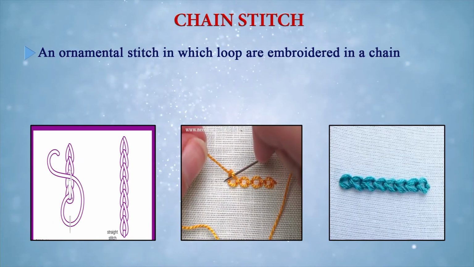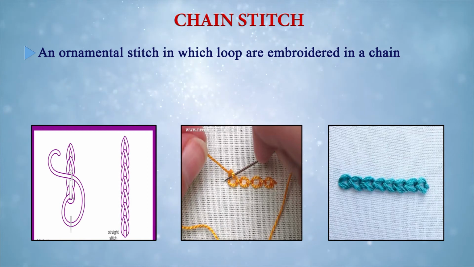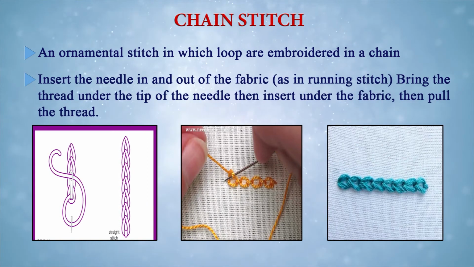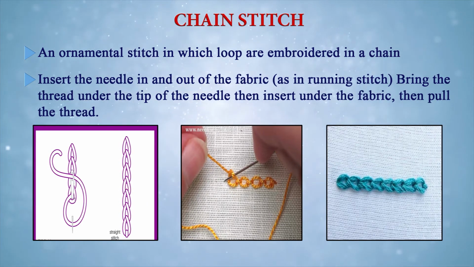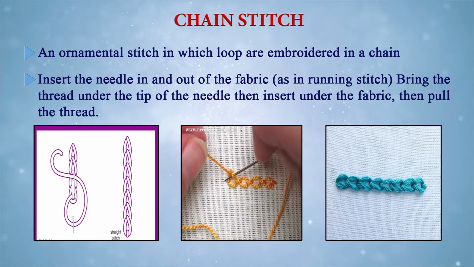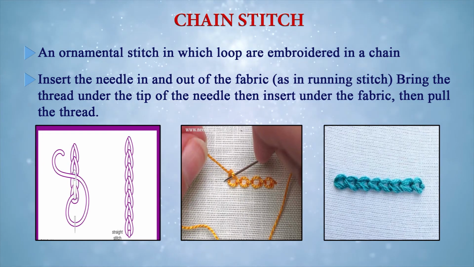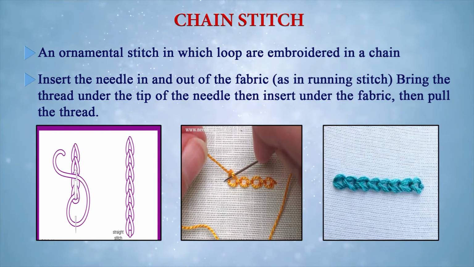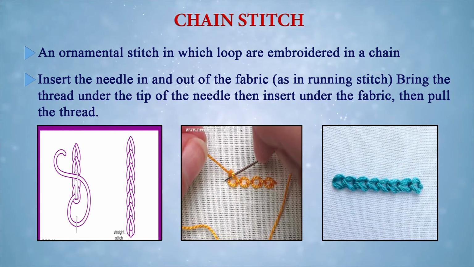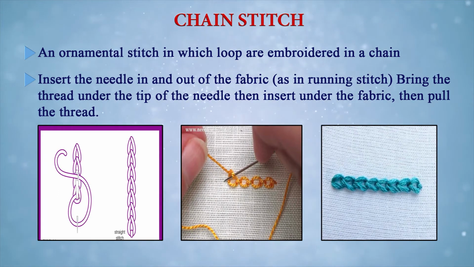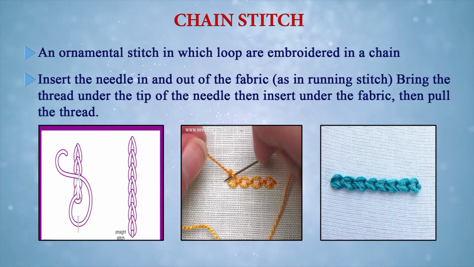So it is said as the ornamental stitch in which loops are embroidered in a chain, and then we insert the needle in and out of the fabric like we did in the running stitch. Then we bring the thread under the tip of the needle and then insert it in the fabric, then pull the thread out. So in this picture you can see we have the needle with a thread.